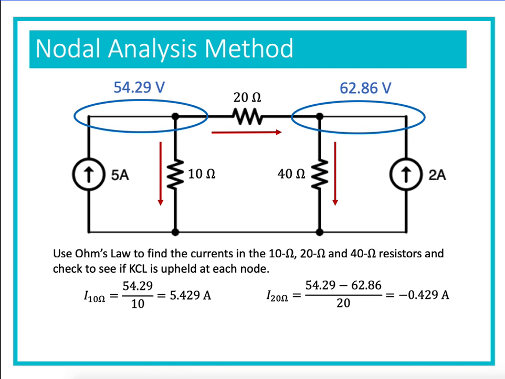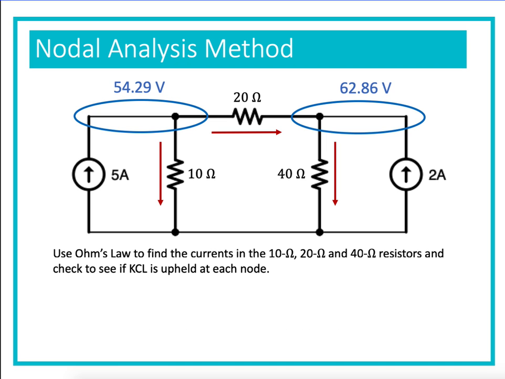So if we add those two currents together, the current through the 10 ohm resistor and the current through the 20, we should get 5. So we take 5.429, we add negative 0.429, and we do get 5 amps, which is great. So we know that for that node, everything works, and you can usually assume that if you've gotten one node to work, the rest do, but I usually like to look at the second one just to make sure, because I like to do math, which is silly, I know, but whatever.